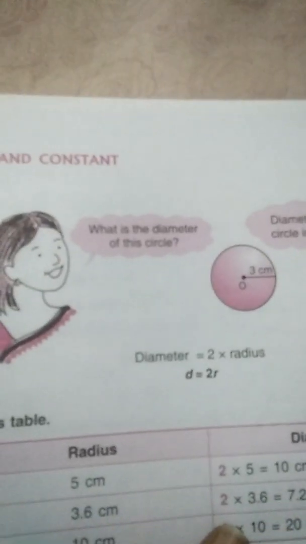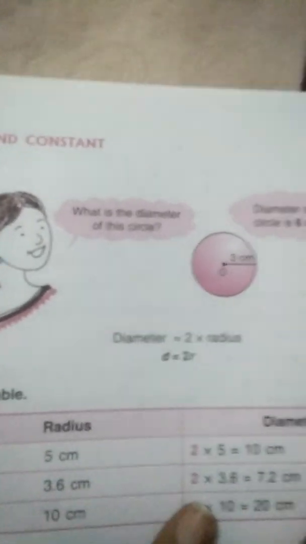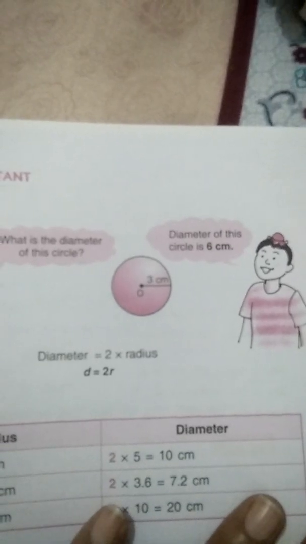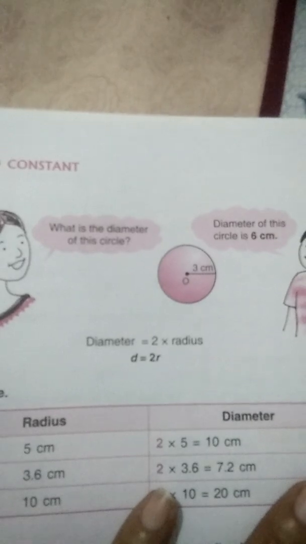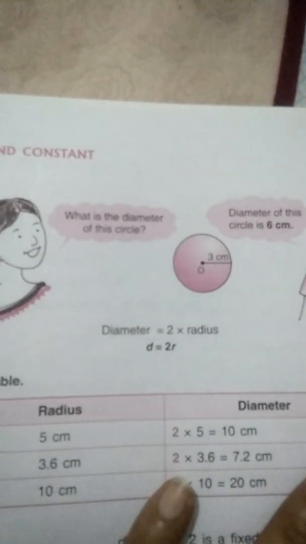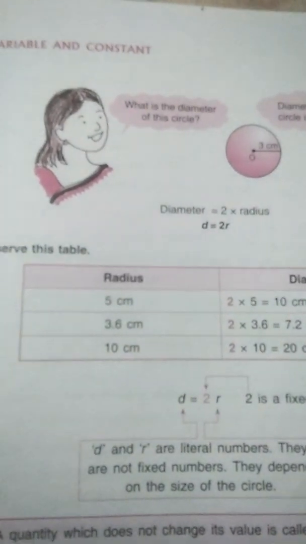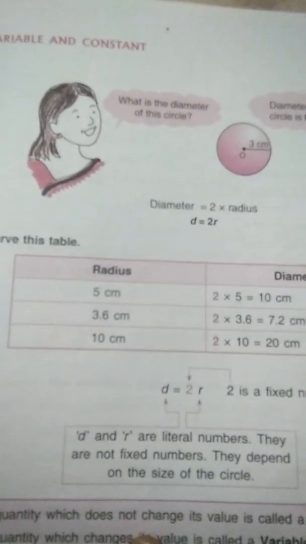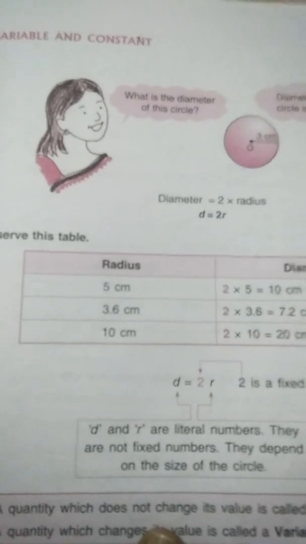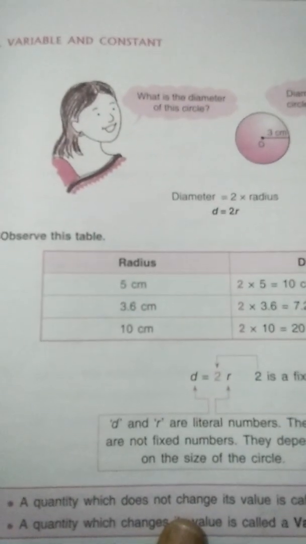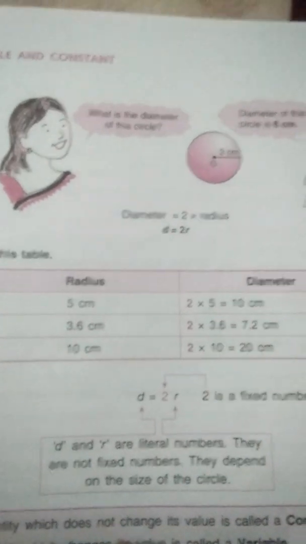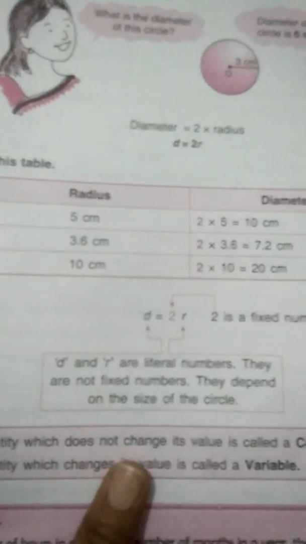Now variable and constant. What is the diameter of this circle? If the radius is 3 centimeter, the diameter of the circle is 6. Diameter is equal to 2 into radius, that is we can write d is equal to 2r. Radius is 5 centimeter, diameter is 10. Then the radius is 3.6 centimeters, so diameter is 7.2. And if radius is 10 centimeter, diameter is 2 into 10, 20. So d is equal to 2r.